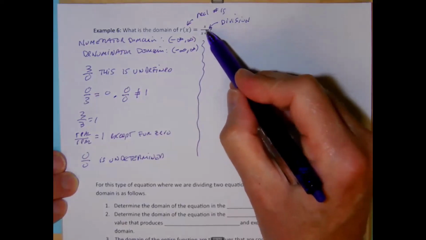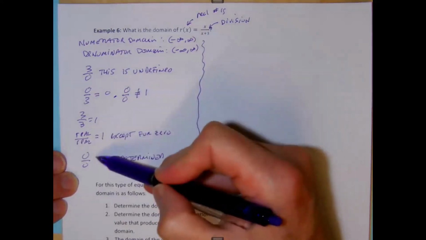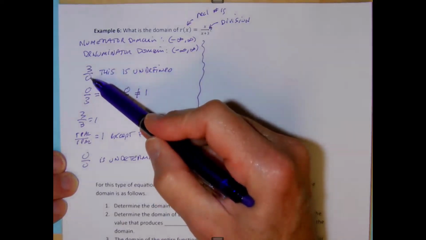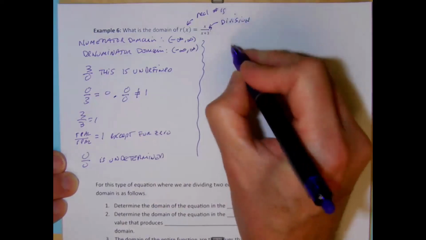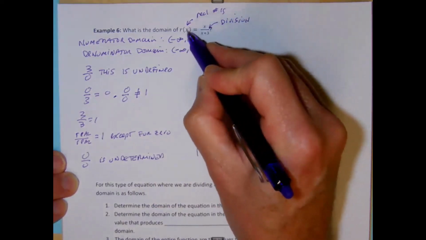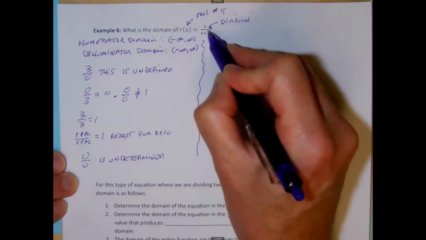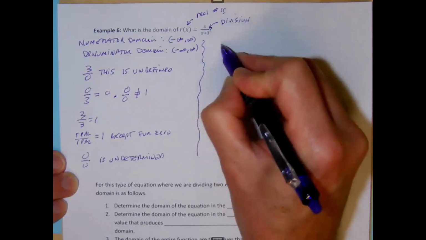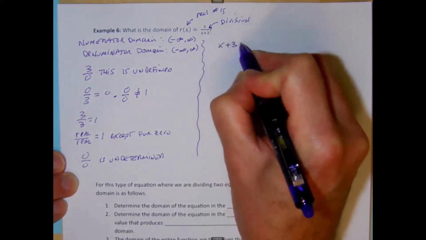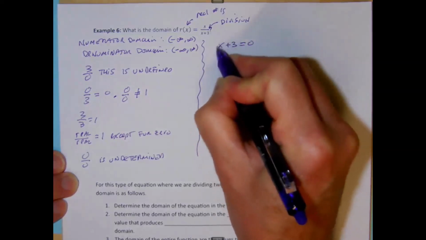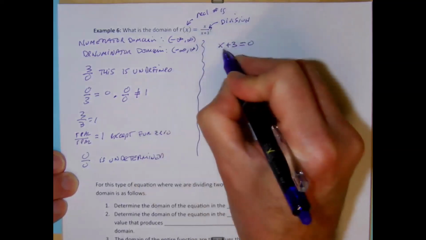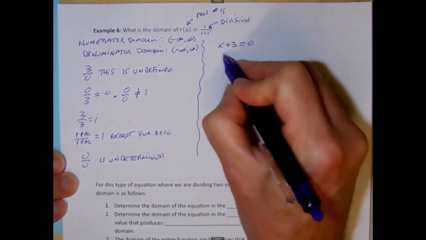Now that brings us to the following scenario. Can we have a situation where we have a real number on top, but we're dividing by 0? The answer is yes, so let's figure this out. What real number can I enter here that produces a 0 for the denominator? What input will cause the denominator to be 0? So we solve.